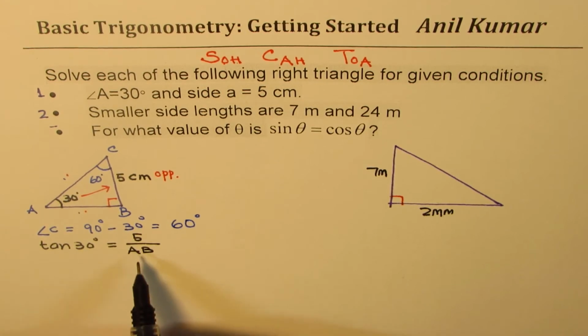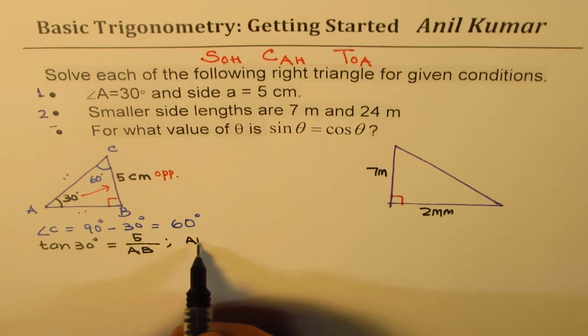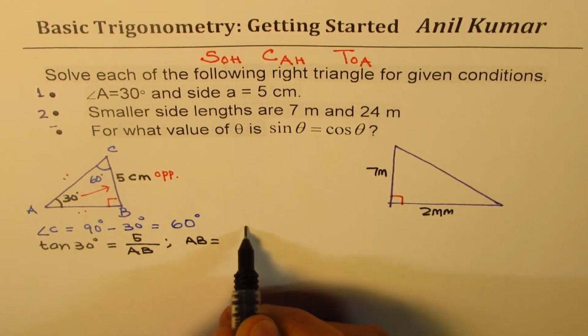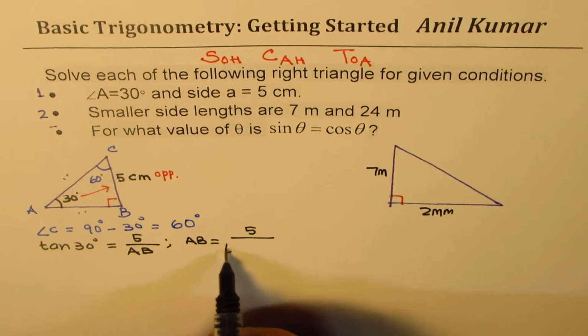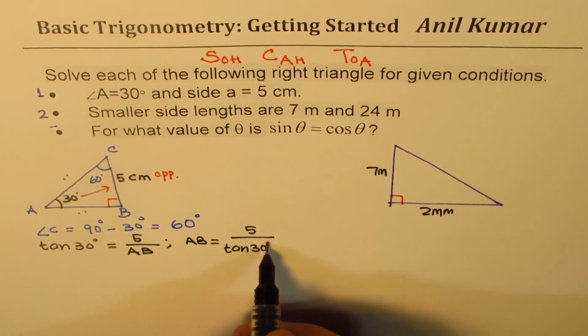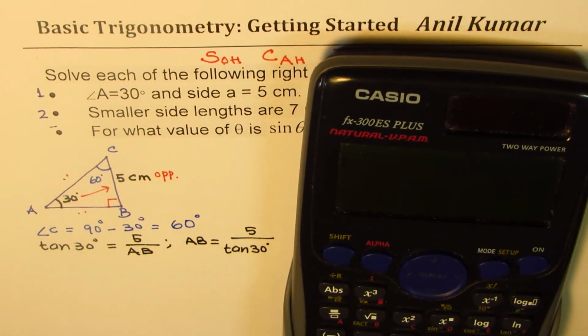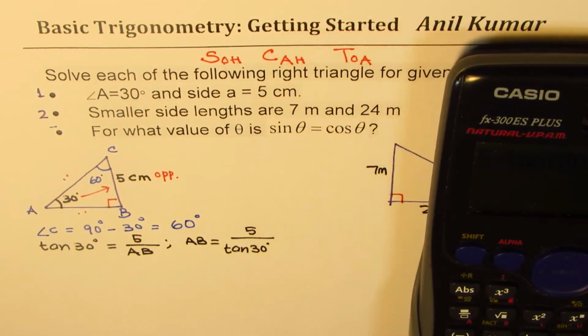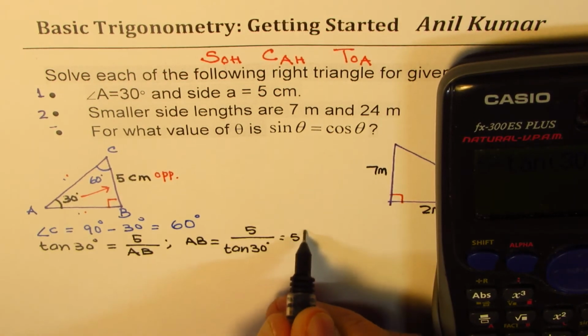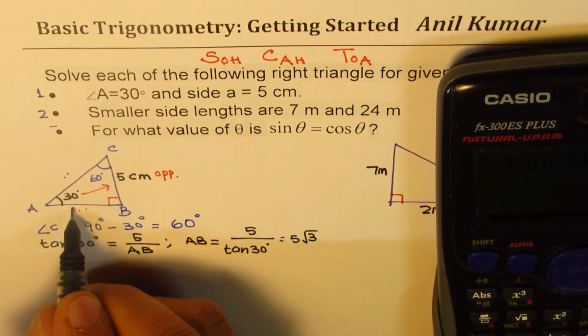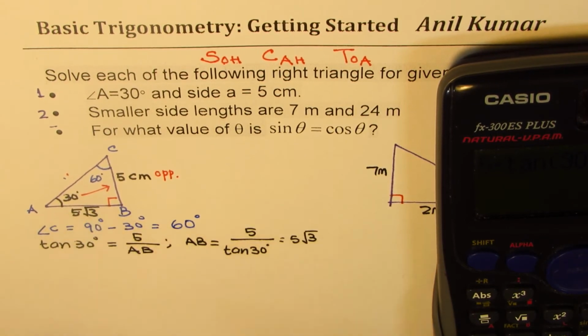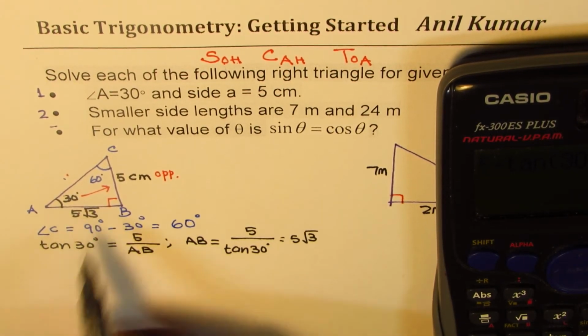Correct? So what is AB? We can cross multiply and find AB, correct? So we get AB equals 5 divided by tan of 30 degrees. Does that make sense? Let's figure it out. So we have 5 divided by tan of 30 degrees equal to 5 square root 3 is our answer. So this side is 5 square root 3. Do you see that? So we easily get our side.